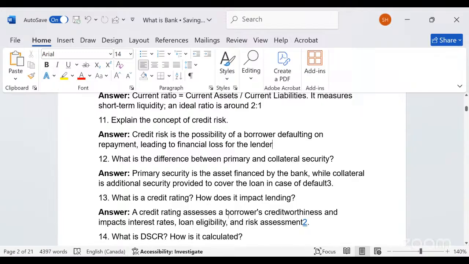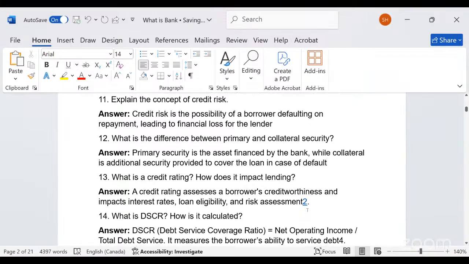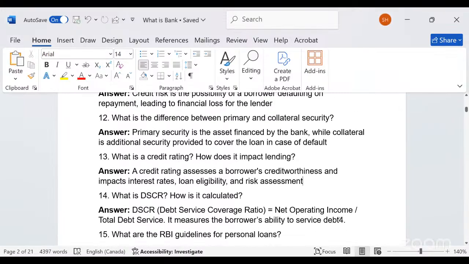Number 12, what is the difference between primary and collateral security? Primary security is the asset financed by the bank, while collateral is additional security provided to cover the loan in case of default. What is credit rating? How does it impact lending? A credit rating assesses a borrower's creditworthiness and impacts interest rates, loan eligibility, and risk assessment.